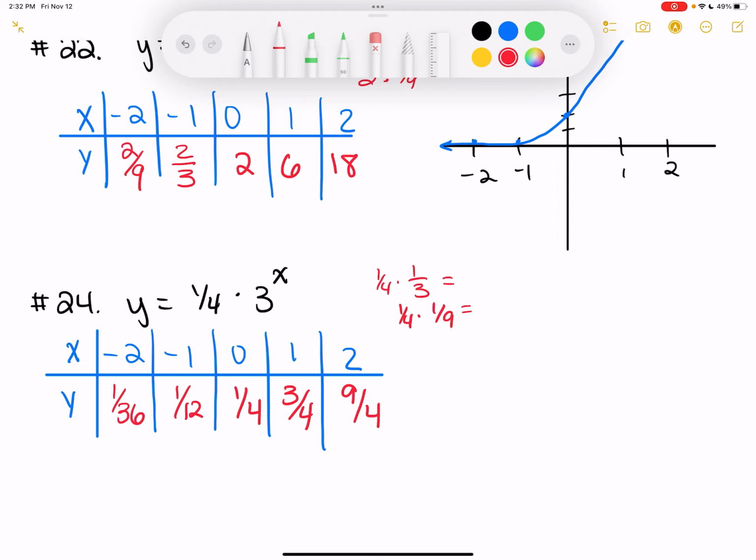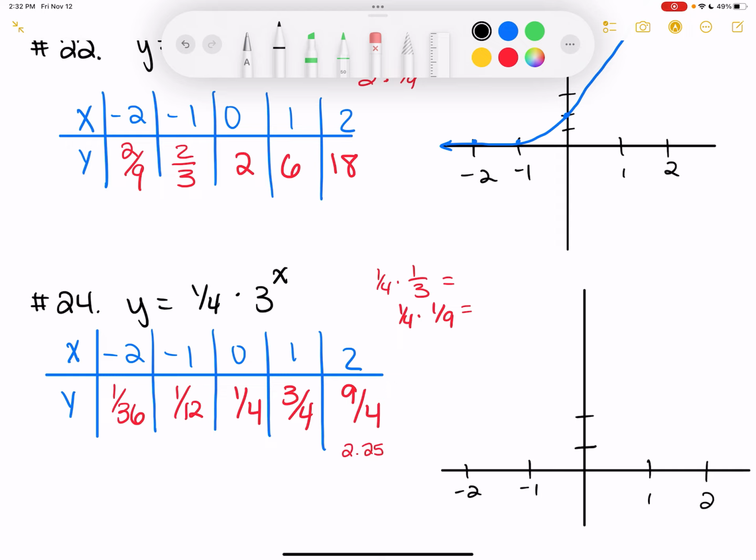All right, so thinking about this one, 2.25-ish in terms of when I go to graph it. I've got 1/36, 1/12, 1/4, up to 3/4, and then a little over 2. See, this one does not go up as quickly because of that fraction that's in there. It goes up a lot slower.